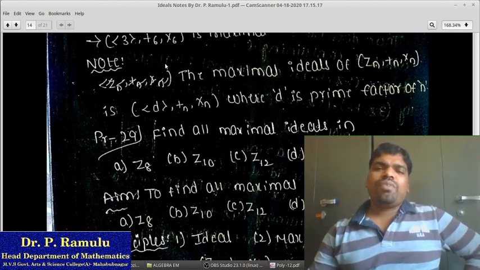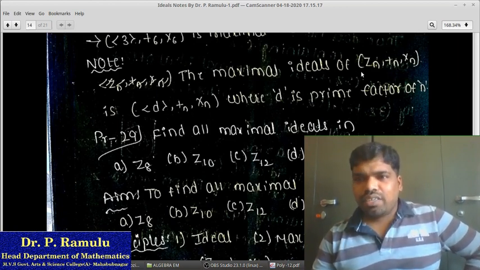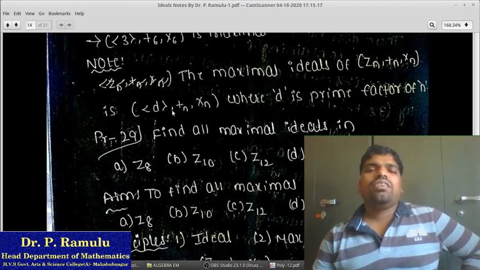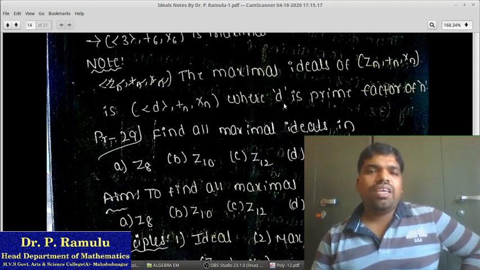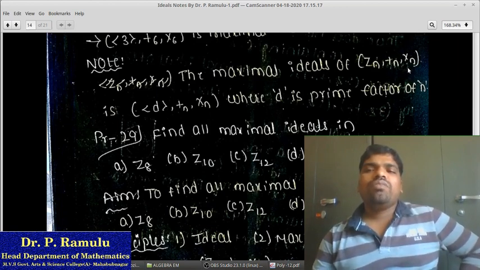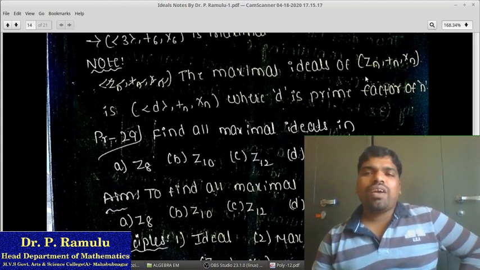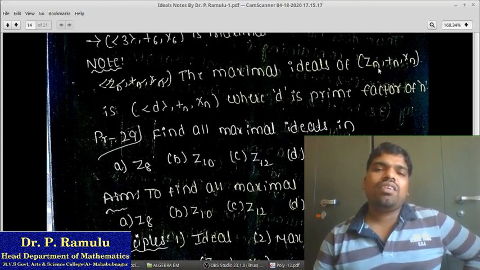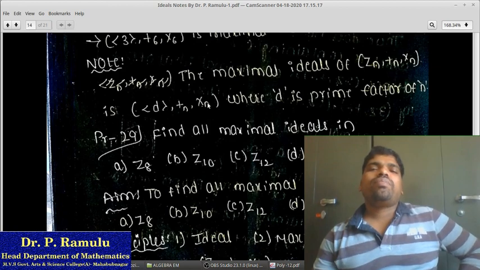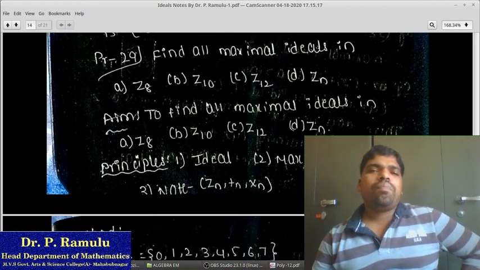Otherwise, from an entrance exam point of view, the maximal ideal of Zn with addition modulo n and multiplication modulo n is generator d, with addition modulo n and multiplication modulo n, where d is a prime factor of n. That means if I give some ring Zn and ask you to find its maximal ideals, we have to find the prime factors, and then the generators of those prime factors are the maximal ideals. You can easily write this.